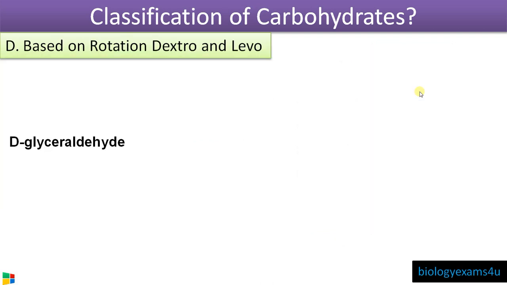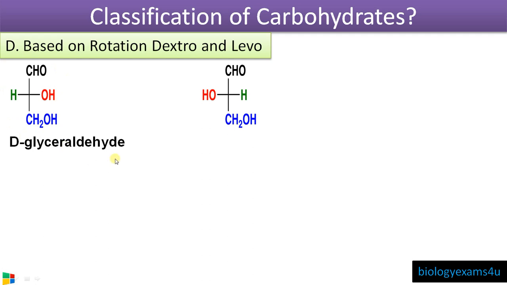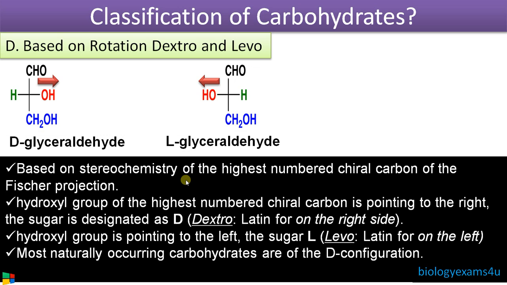And finally, based on rotation, carbohydrates can be classified as dextro and levo. So this is the simplest carbohydrate, and this classification is primarily based on the stereochemistry of the highest numbered chiral carbon of the Fischer projection. If the hydroxyl group is oriented towards the right like this, then it is dextro. If the hydroxyl group of the highest numbered chiral carbon is oriented towards the left, then it is levo. Dextro in Latin means right, whereas levo means left.